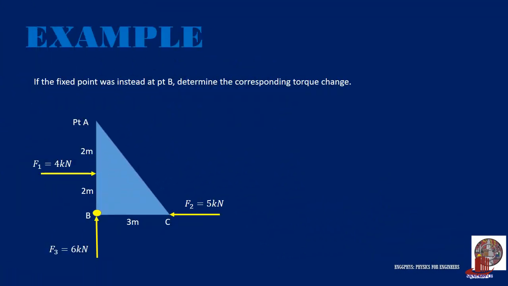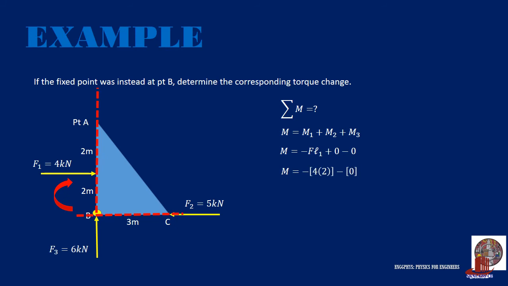The next case states, if the fixed point was instead at point B, determine the corresponding torque change. And still working with a total moment of M equal to M1 plus M2 plus M3, we can expand with the signs where F1 in this case will be rotating clockwise, making the formula negative FL. Force 2 will be moving through point B, making its moment 0, and force 3 has a similar case. So the moment can be computed as negative 4 kilonewtons by 2 meters, or negative 8 kilonewton meter.